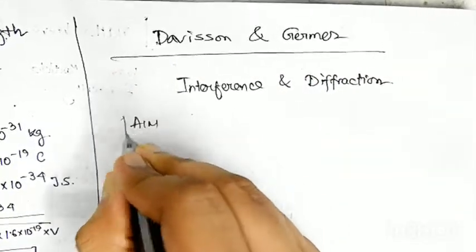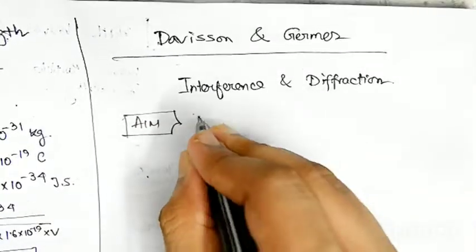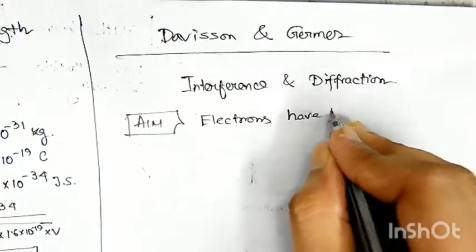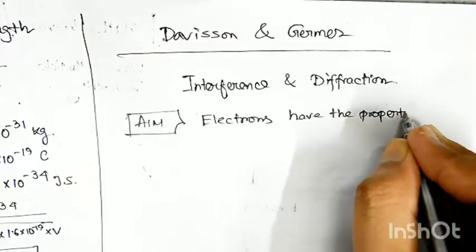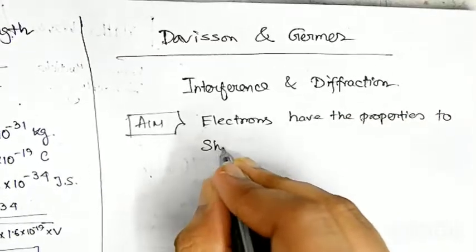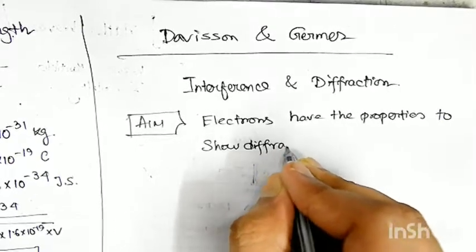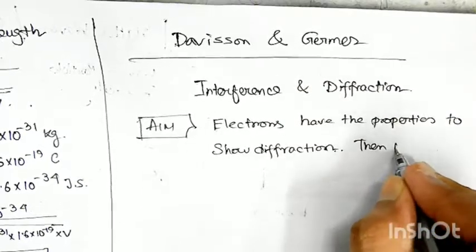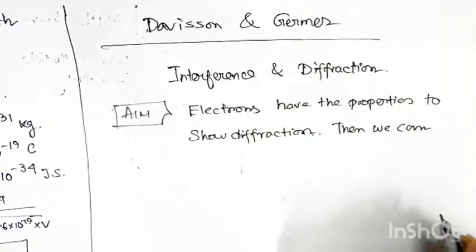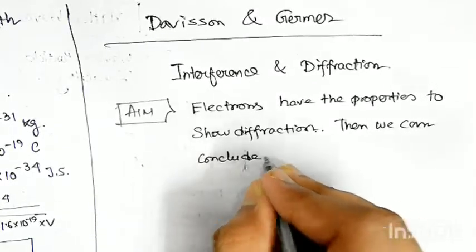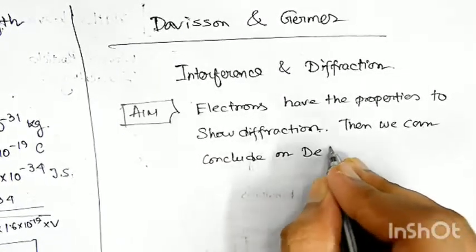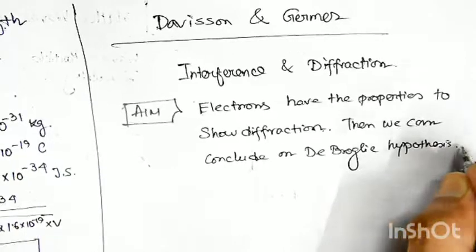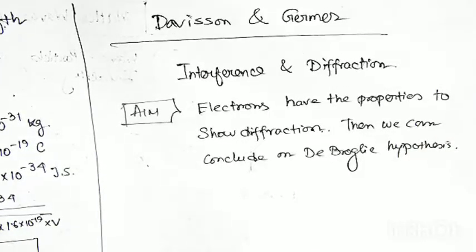Their aim was, if they can prove that electrons, which are considered to be particles, show diffraction, then we can conclude that these particles also have wave nature. So we can conclude on the de Broglie hypothesis. And they very accurately proved it. Let's see how.